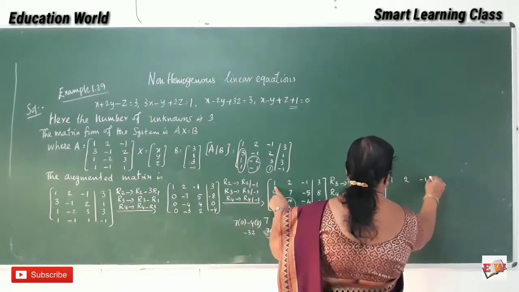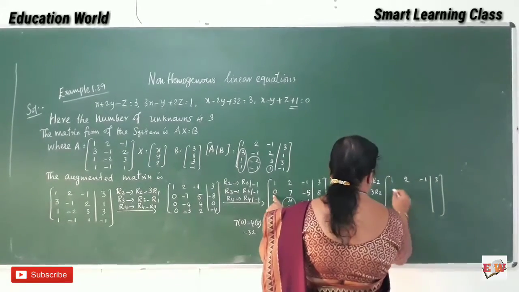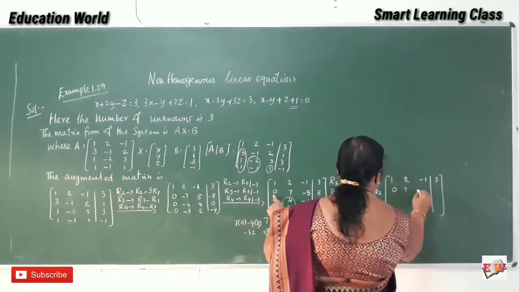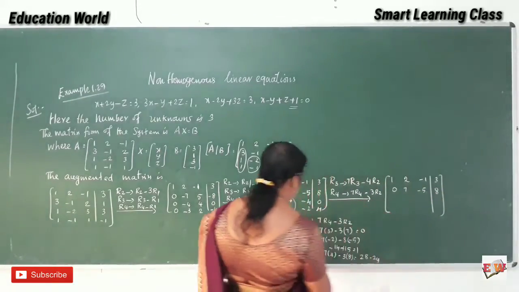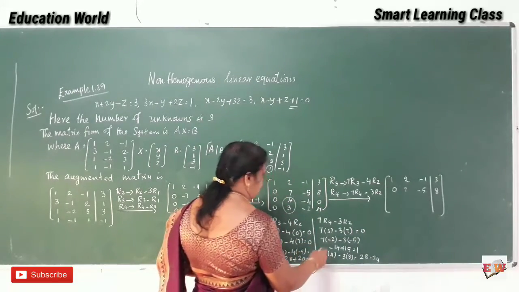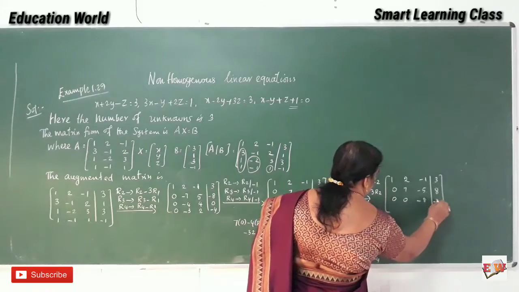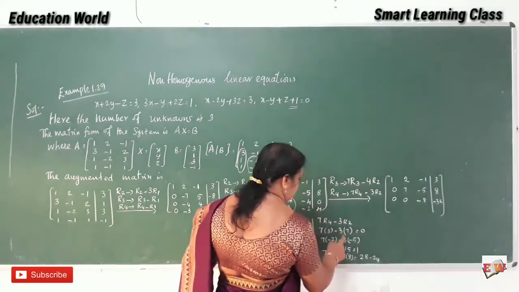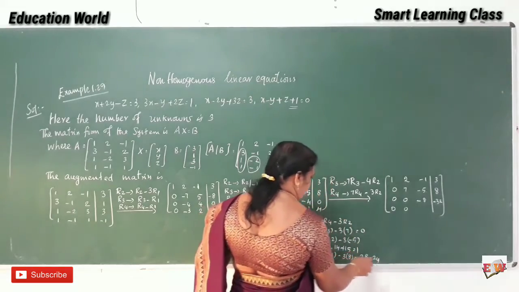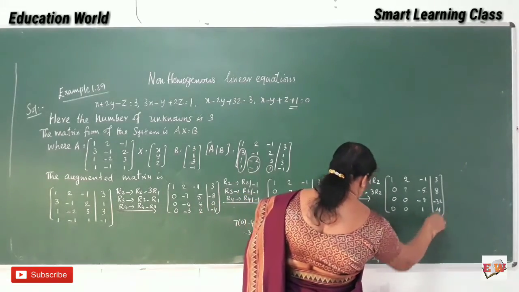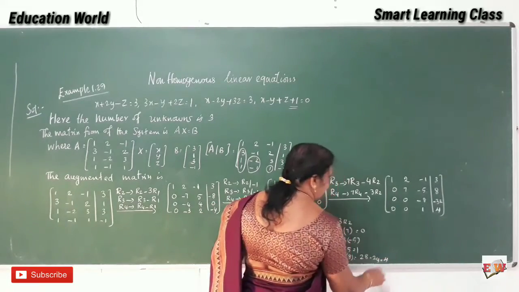Now I am going to write the first row as it is, second row also as it is, then third row 0, 0, minus 8, minus 32. Here 0, 0, 1, 4. What is this? 28 minus 24, 4.